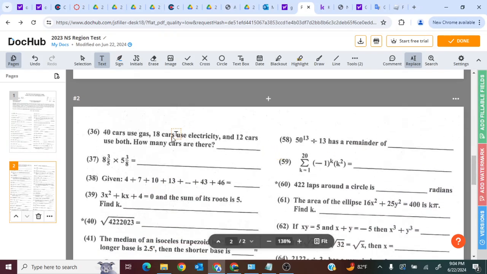40 cars use gas, 18 cars use electricity, and 12 cars use both. How many cars are there? Okay, basically, both plus total gets you the amounts using each. So in other words, 40 plus 18 minus both, which is 12. So 40 plus 6, 46 cars.